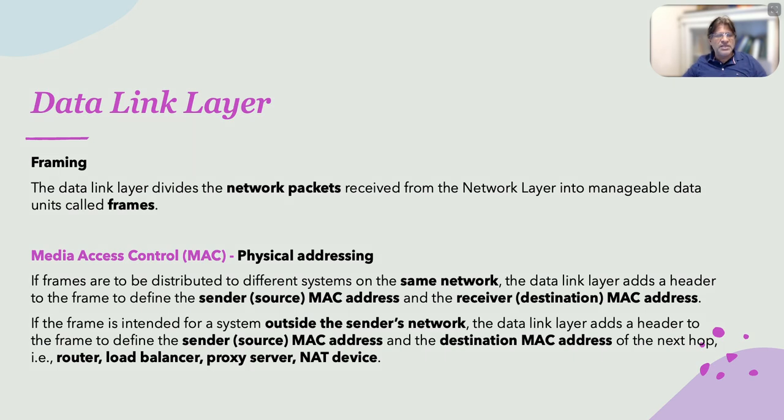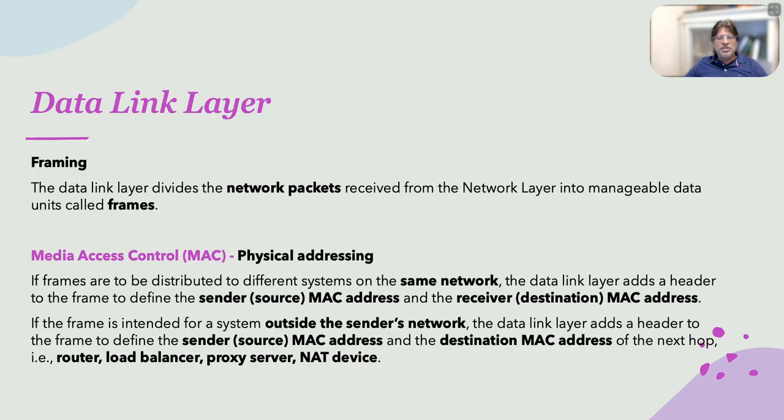If the frame is intended for a system outside the sender's network, the data link layer adds a header to the frame to define the sender's source MAC address. So the source has to be there, the sender's source MAC address.